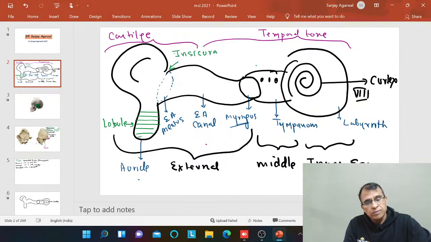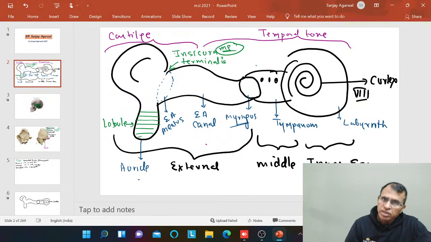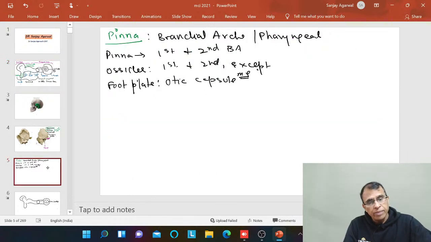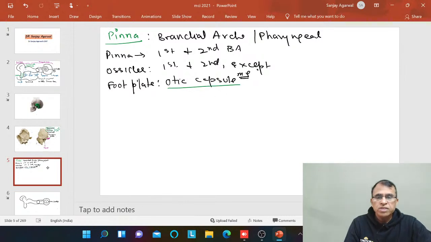Incisura terminalis. So, this name is important MCQ. So, I am writing MCQ. Wherever I write MCQ like this, it becomes a very important MCQ. Just pay attention. Wherever MCQ is written, it makes a very important MCQ. So, make a note of all those MCQs that I write. I have written MCQ here, and I have written MCQ here. So, these are important MCQs. Very good, Kitu ji. You are right. Incisura terminalis. Very, very good.